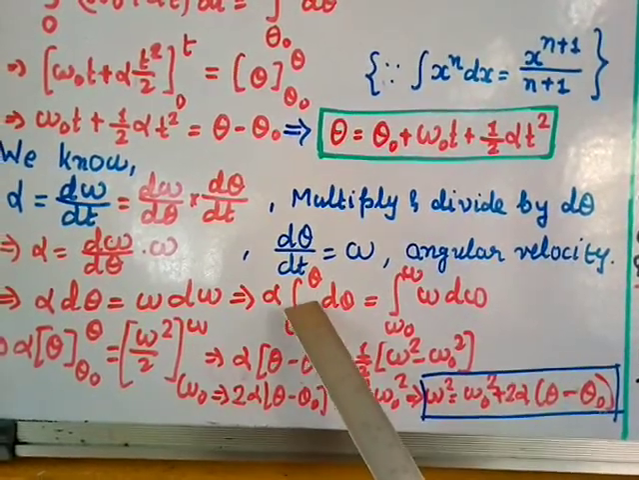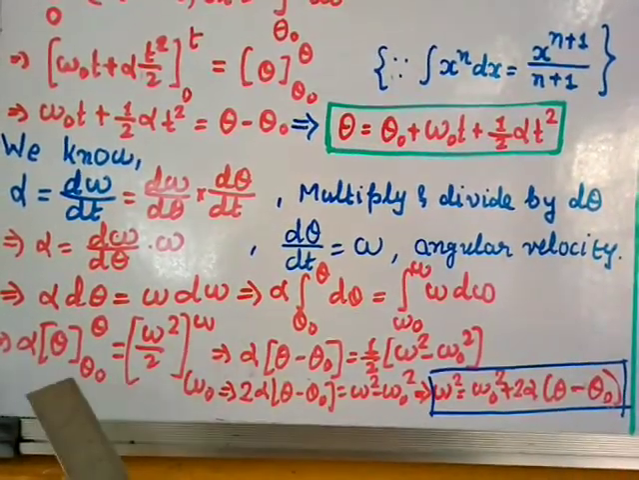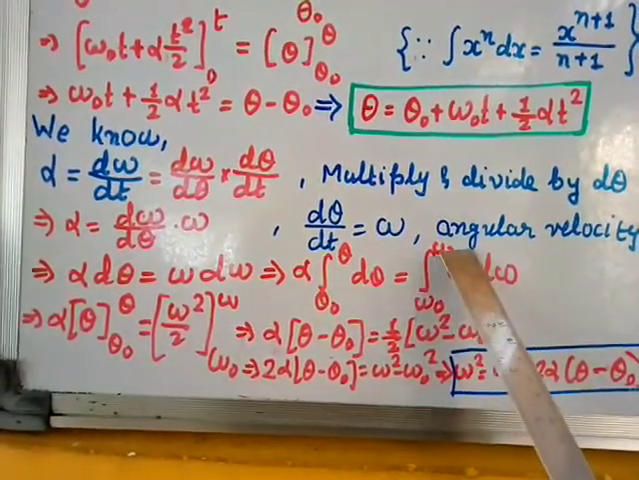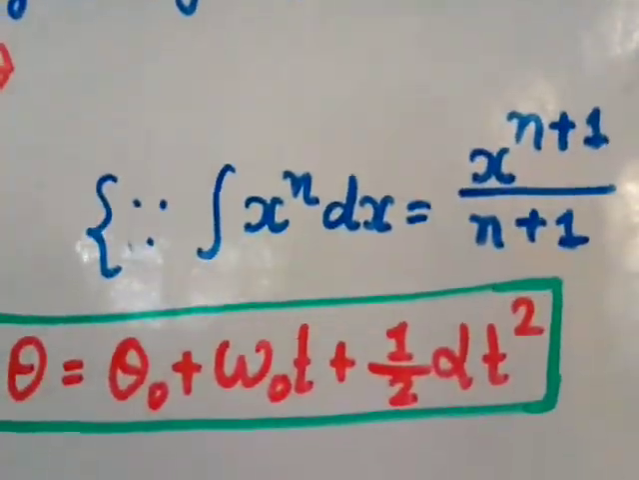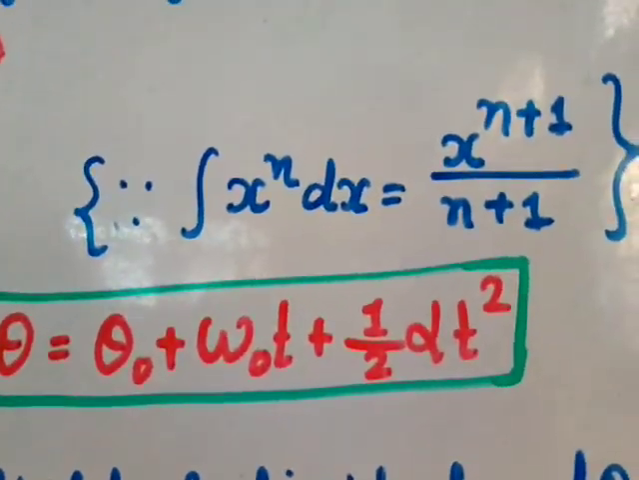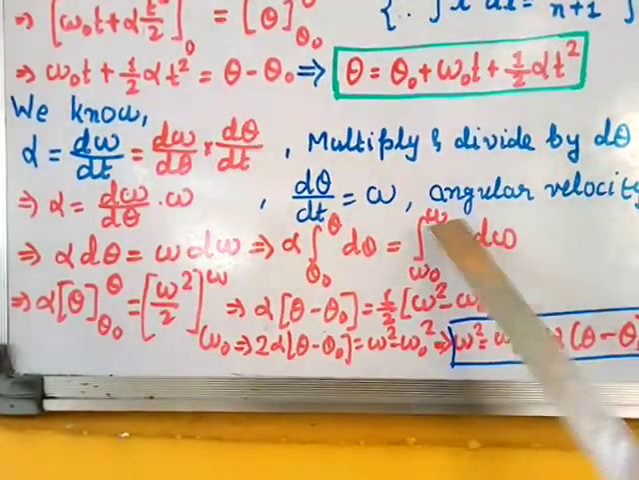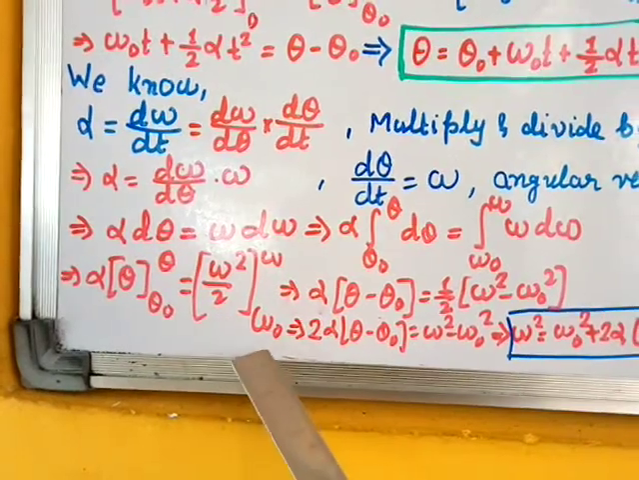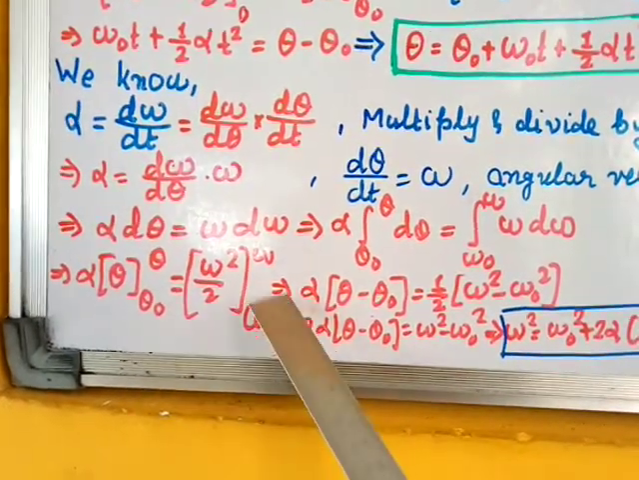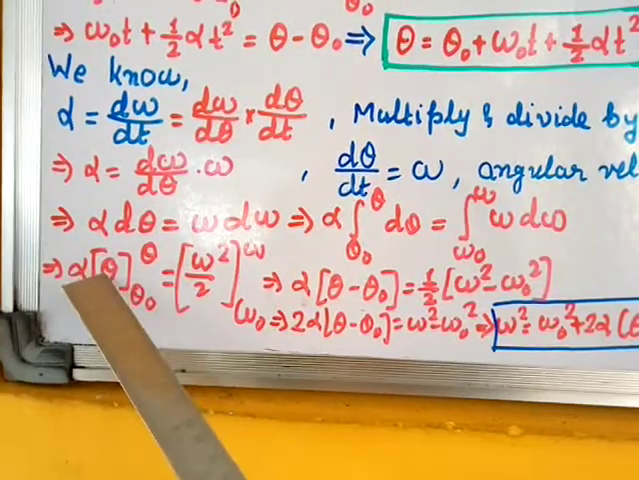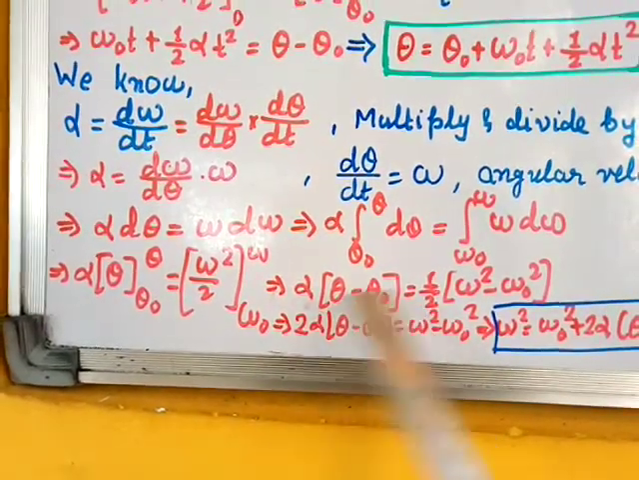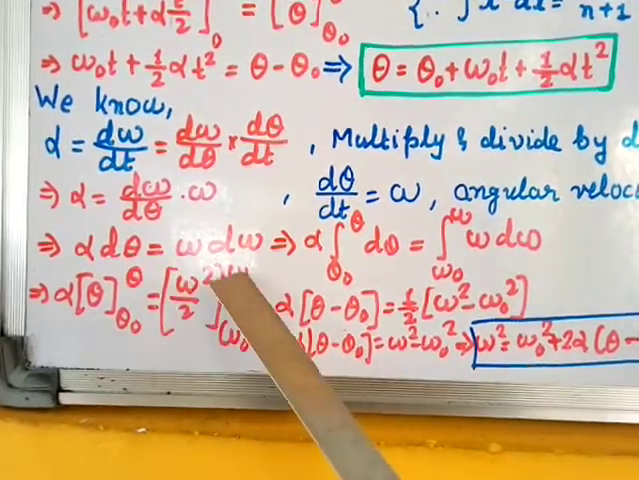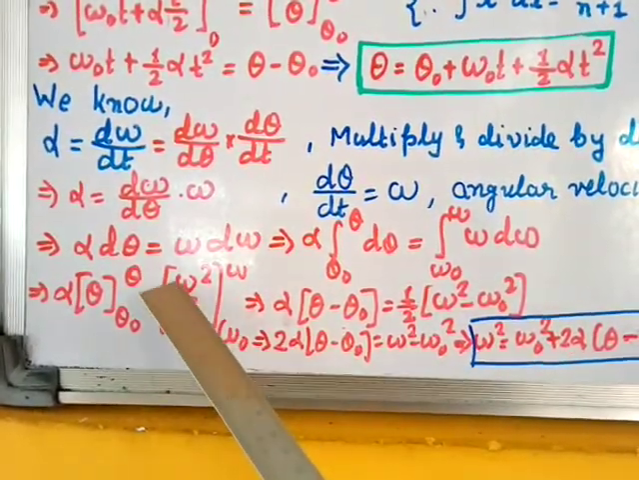When you integrate 1 with respect to theta, the answer is theta, with limit theta naught to theta, and alpha as it is, equal to omega power 1. You have to use the formula integral x power n dx equals x power n plus 1 divided by n plus 1. Here omega power 1 gives omega power 1 plus 1, that is omega power 2, divided by 1 plus 1, that is 2, with limit omega naught to omega. Apply the limit, so alpha times theta minus theta naught equals 1 by 2, taken out of the bracket, times omega square, the upper limit, minus omega naught square, the lower limit.